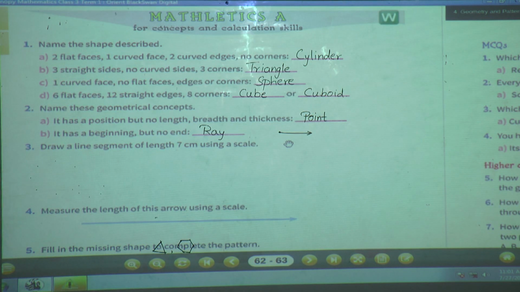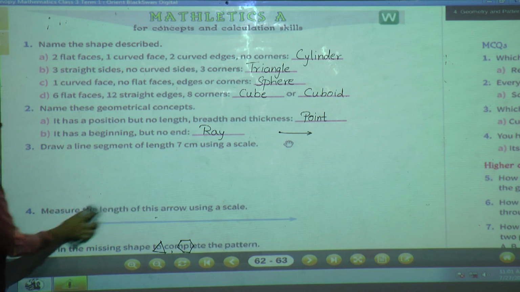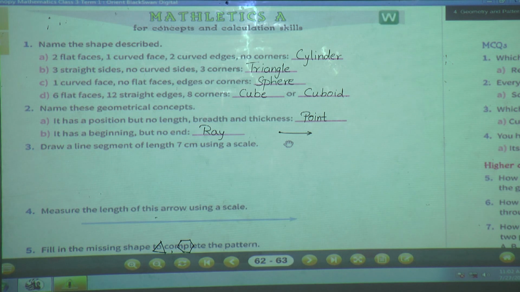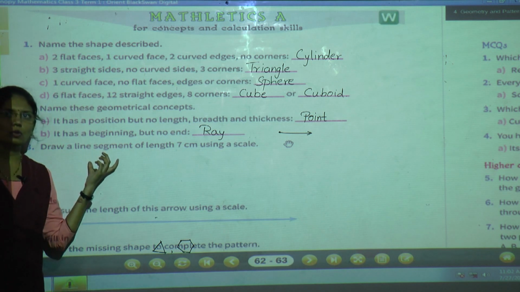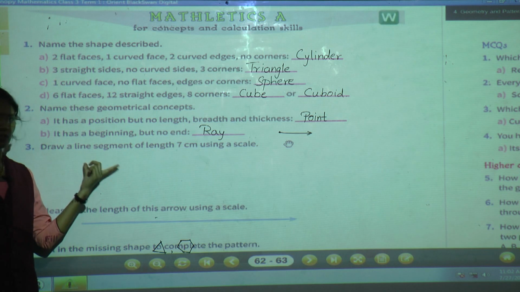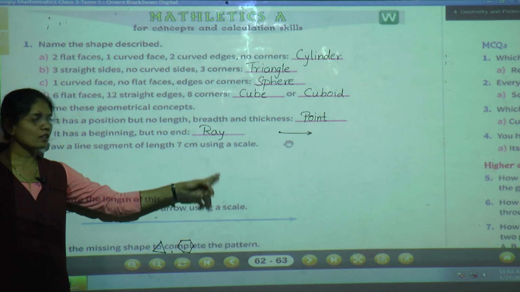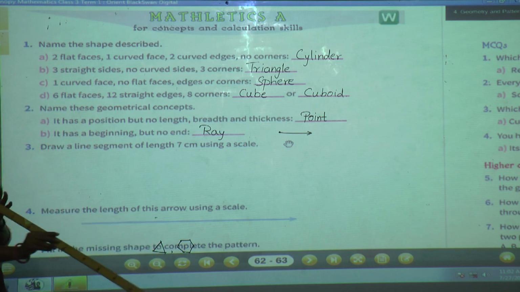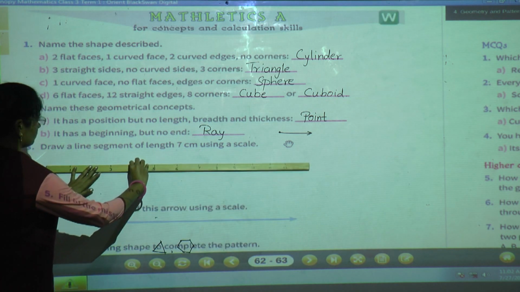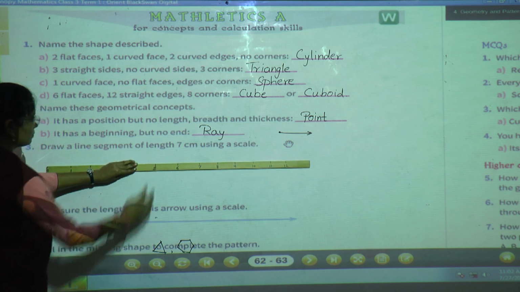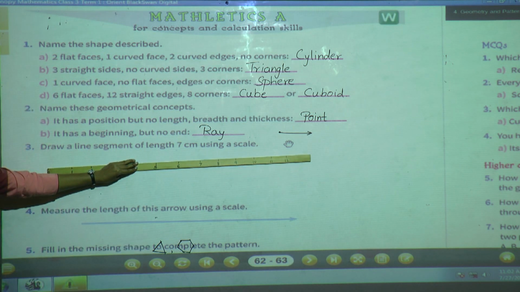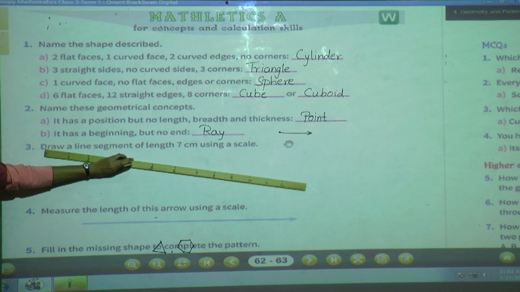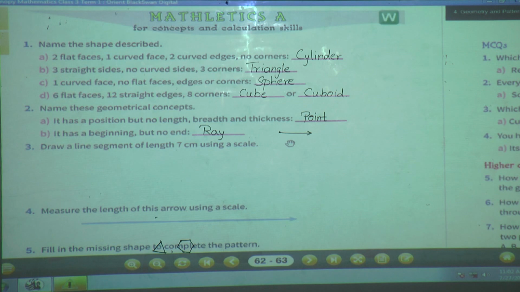Now see the third one. Here what you have to do? You have to draw a line segment of length 7 cm using a scale. Now students, along with me, you have to draw in your textbook a line segment of 7 cm. For that, take a scale in your hand and keep your scale on the page. Hold it with one hand in this way and put a point against the 0 mark.